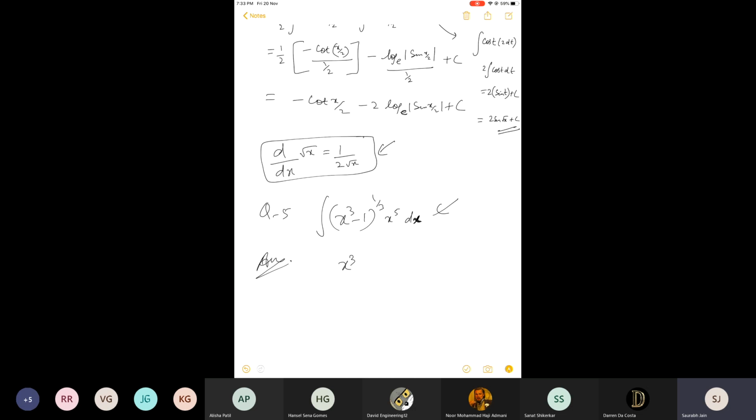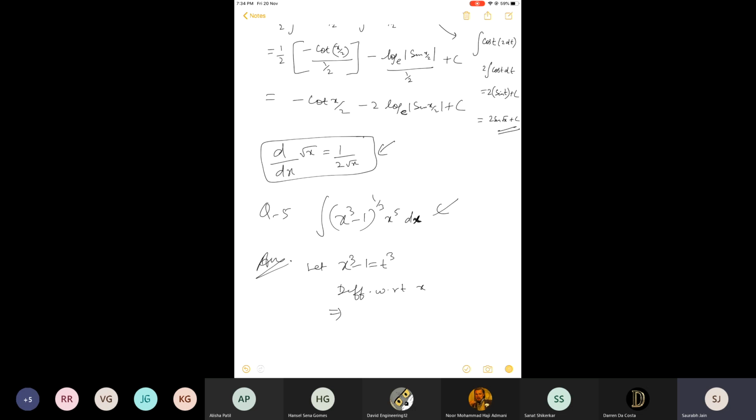And this will be x cube minus 1 is equal to t cube. Why am I taking it as t cube and not t? Because the cube root is there. So if you take this as t cube, what to do next? We always differentiate, right? Differentiate with respect to x.